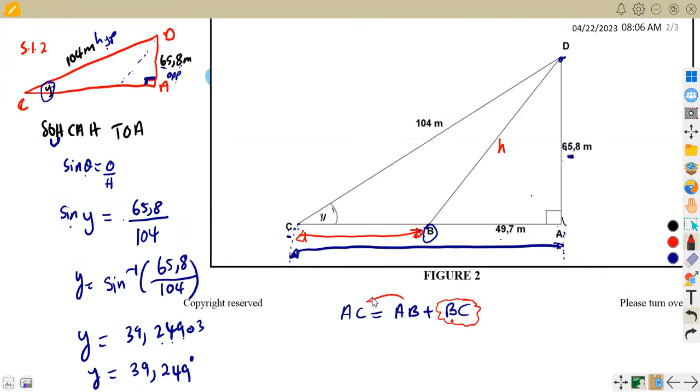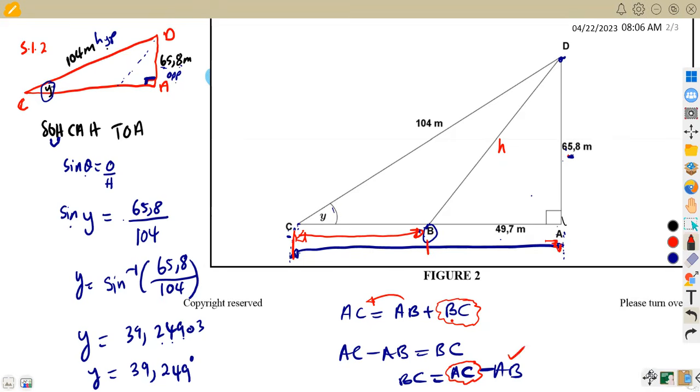We can transpose AB to the other side, which means this is going to be AC minus AB. This is going to give us BC. So BC is going to be determined from AC minus AB, whereby we do not have AC. If you check from the diagram, from A to C, we do not have this side. A, B, we have it from the diagram. We have A, B, this part. So meaning we are to calculate the side A to C.